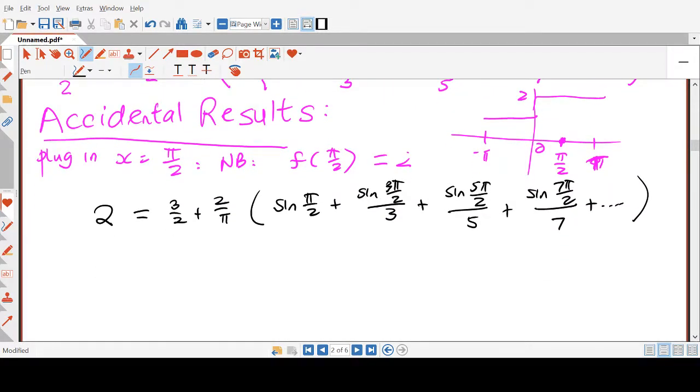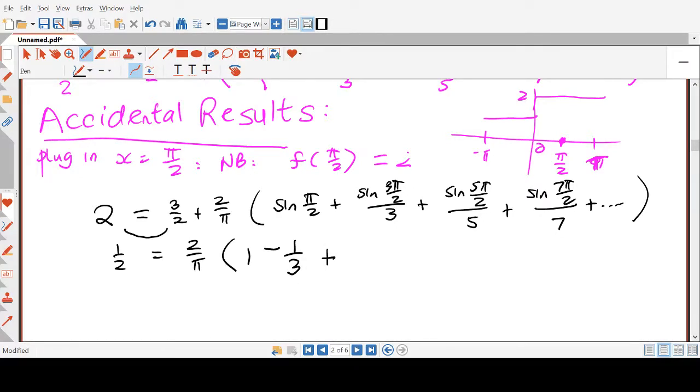Let's now try to compute. Okay, let's take the 3 over 2 across. 2 minus 1.5 is half. Half equals to 2 over pi into. What's sine of pi over 2? Sine of 90. 1. What's sine of 3 pi over 2? In other words, 270. Sine 270. Minus 1. So it's minus 1 and it's over 3, right?